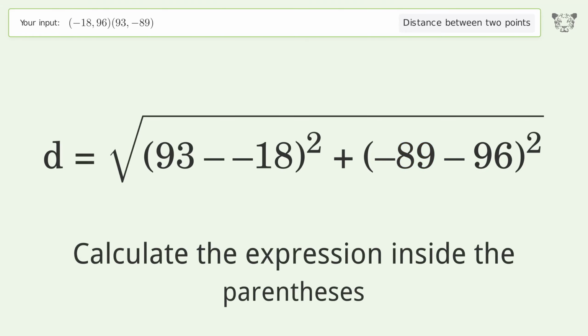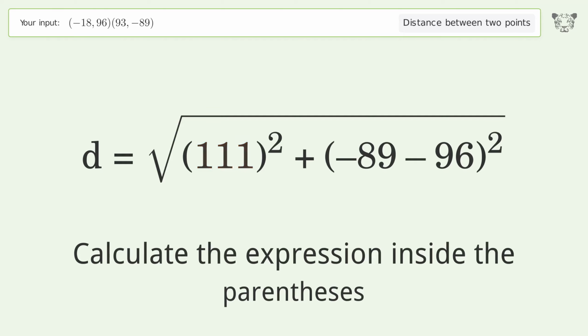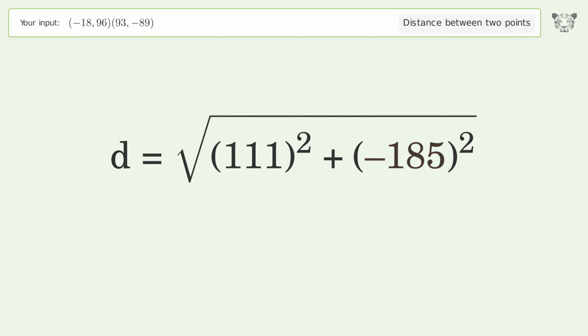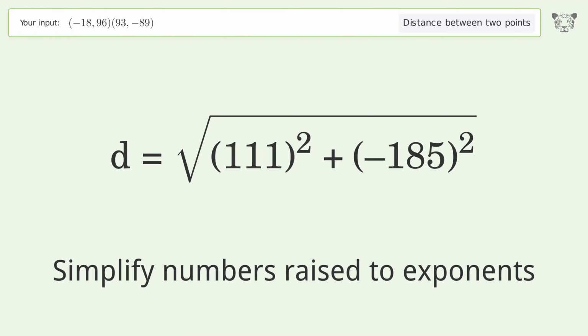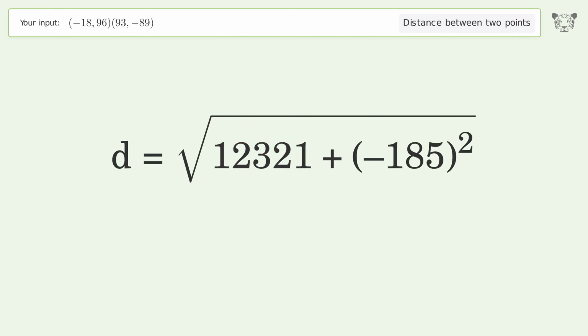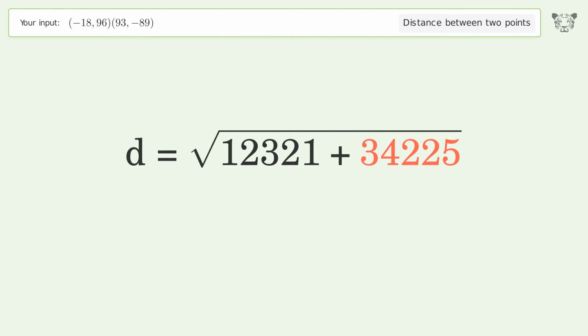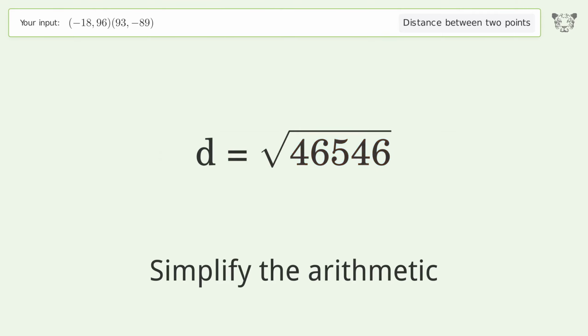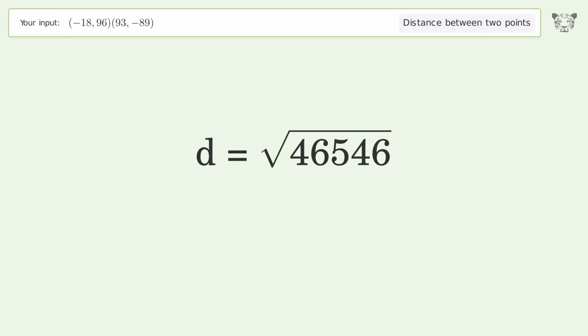Calculate the expression inside the parentheses. Simplify numbers raised to exponents. Simplify the arithmetic. And so the distance between the 2 points is the square root of 46,546, or 215.745.